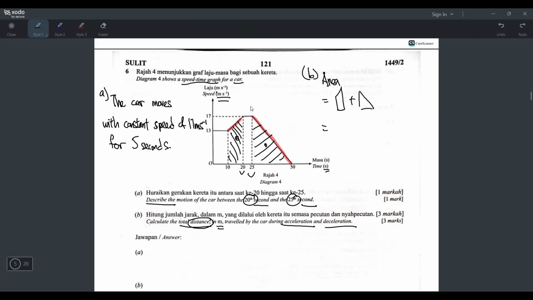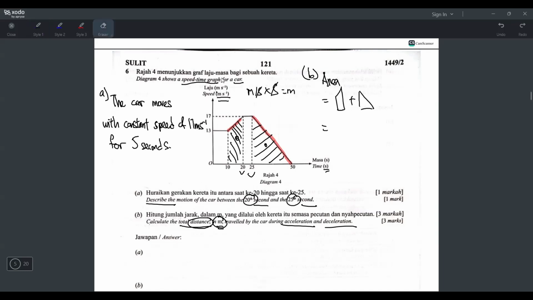Okay. And one more thing to take note here, they want in meter, right? So I told you already, your y-axis is speed in meter per second, right? When you find area, you basically take your y-axis and the x-axis you multiply. So you end up with meter.